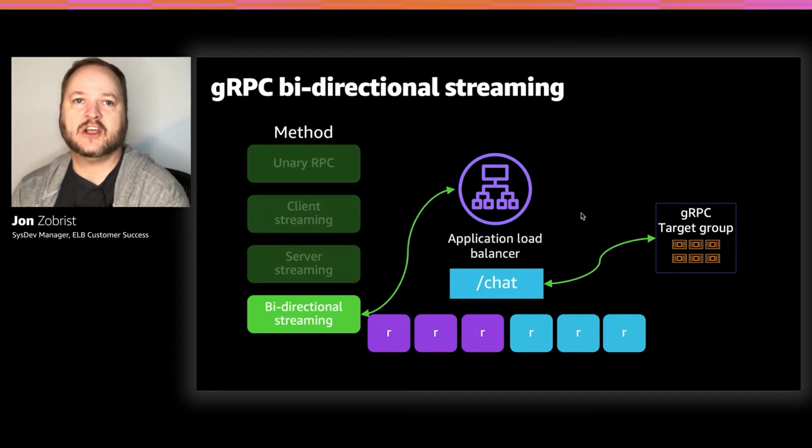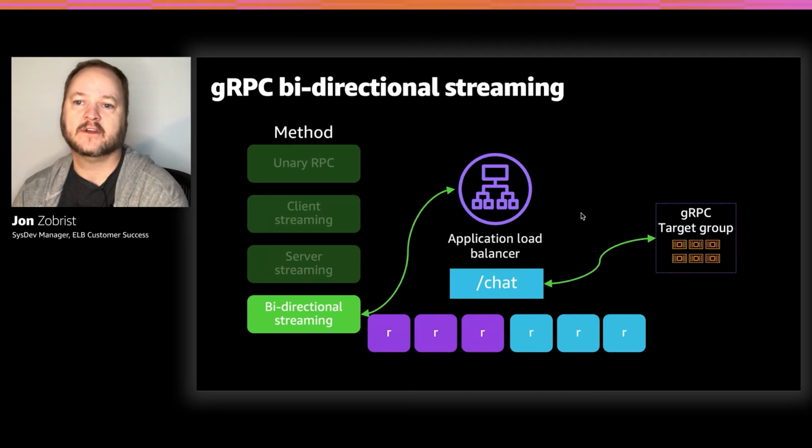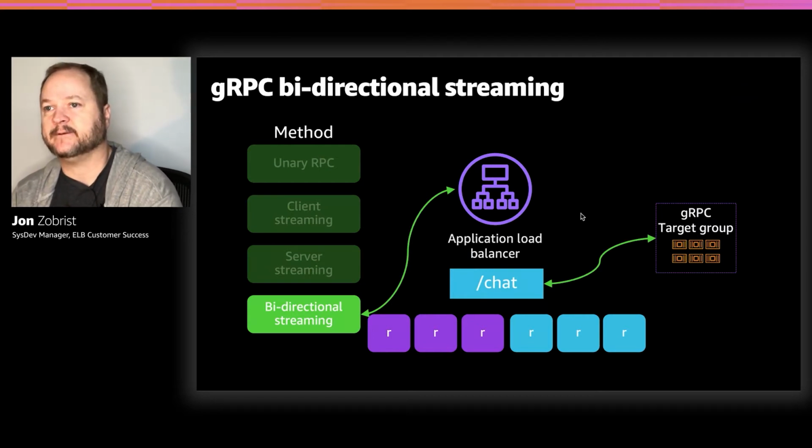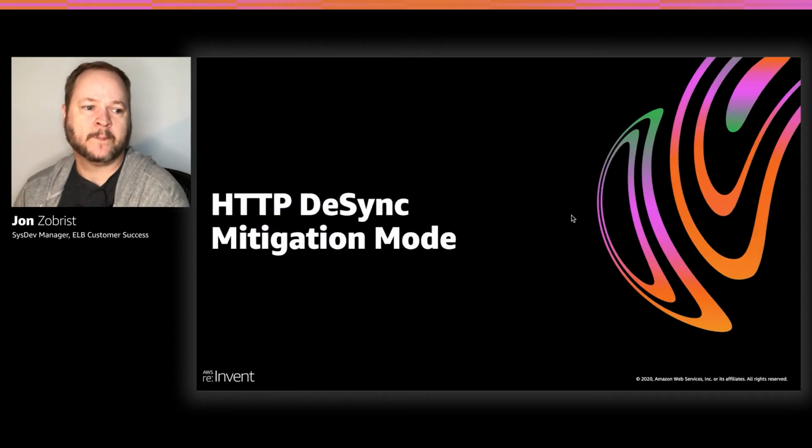So at a high level, gRPC is a protocol that helps you do remote procedure call, RPC, communication. ALB supports it as a first-class protocol. This lets you do all kinds of communications for your microservices or other clients, and we support all the different methods and health checks for gRPC.